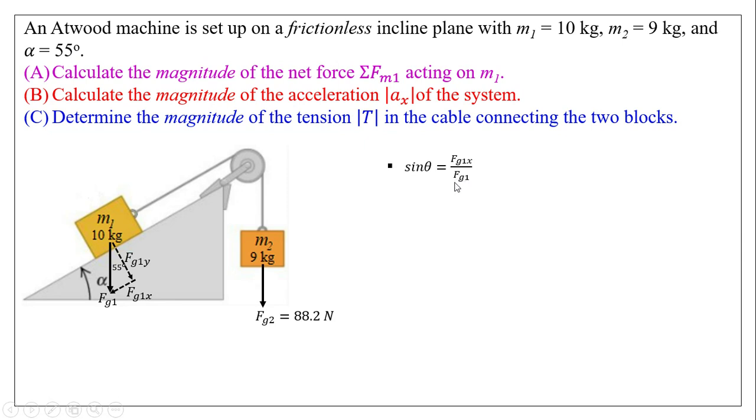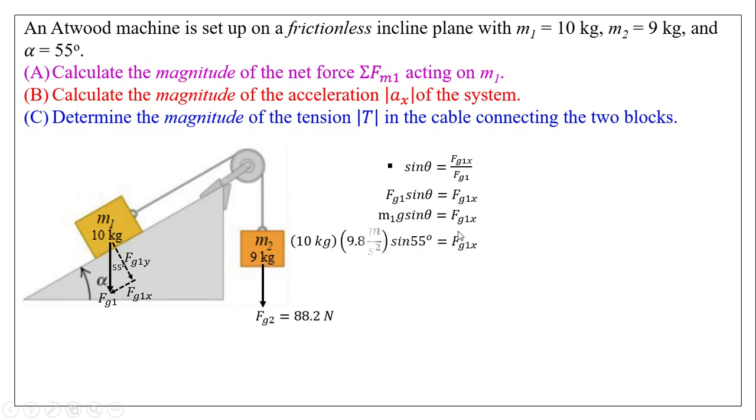And then our hypotenuse is F_g1. In order to solve for F_g1x, we multiply both sides by F_g1, which leaves us with F_g1 sine theta equal to F_g1 in the x direction, or along the surface of the ramp. But we know that by definition, F_g can be broken down to mass times gravity. Here, because it's F_g1, we use mass 1. G does not have a subscript because it's just a universal constant. And then sine of theta.